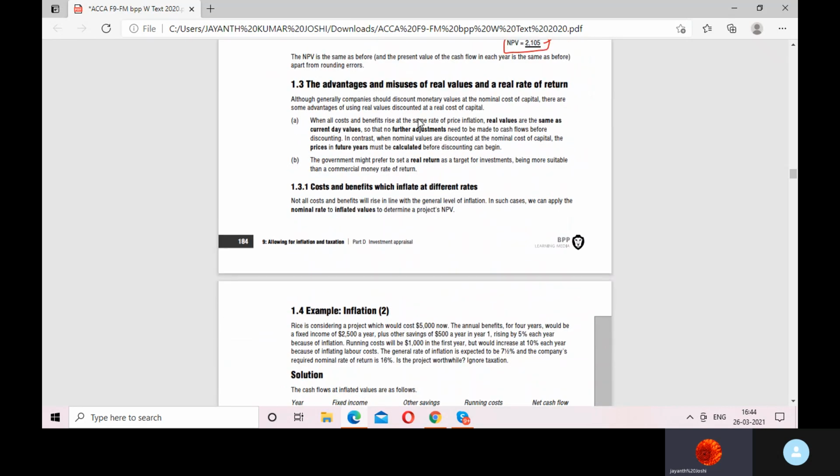See, most of the government bonds or government securities, if you purchase, they provide you real rate of return. They won't consider inflation and all these factors. But for long-term investment, nominal rate of return is always expected.